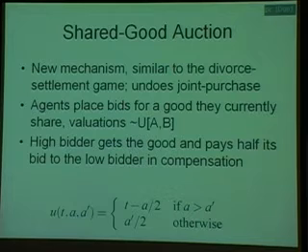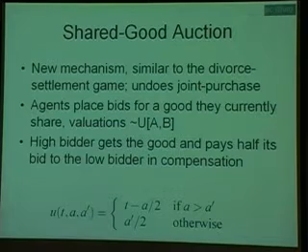And since then, we've actually used it multiple times to allocate undesirable tasks for which we've both had joint responsibility. It's actually a pretty useful mechanism. It's kind of like flipping a coin, but more economically efficient. Okay, the auction rules specify that each agent submits a sealed bid, as usual, and the high bidder gets the good but pays half their bid to the loser in compensation. So that's how the mechanism works.